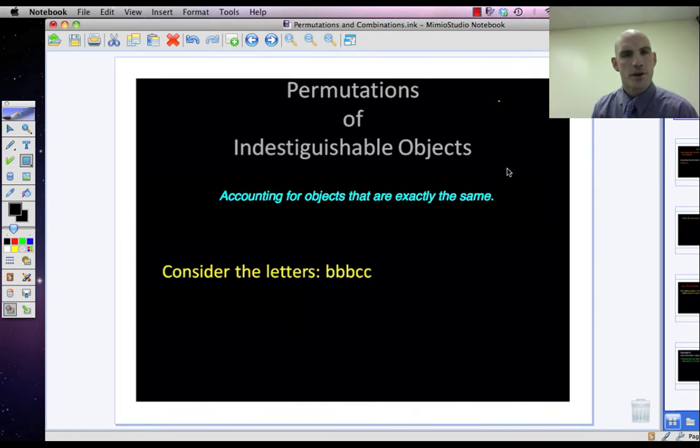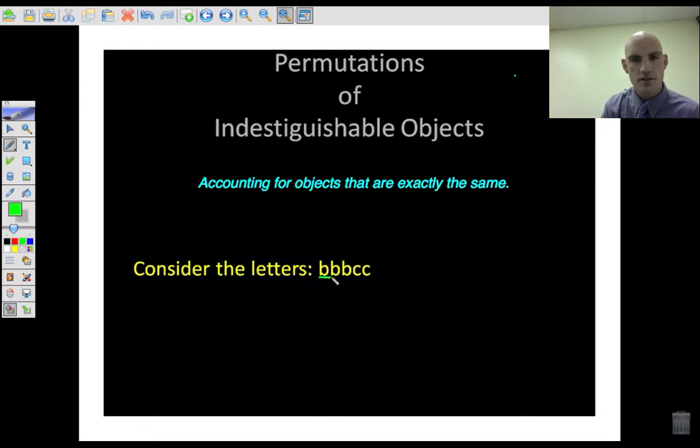Alright, today we're going to talk about another aspect of permutations, when we have indistinguishable objects. That means that we're accounting for objects that are exactly the same. So let's consider an example of this, just like we did with those wildcards. We have some letters, there are 5 of them, and 3 of them are B's and 3 of them are C's.